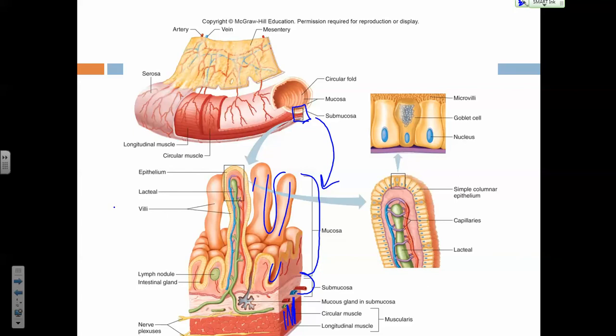And then the outer layer is the serosa, which, if it's an abdominal organ, is the same thing as the visceral peritoneum. It's just the outer surface of the organ. Okay, so make sure you know those different layers.